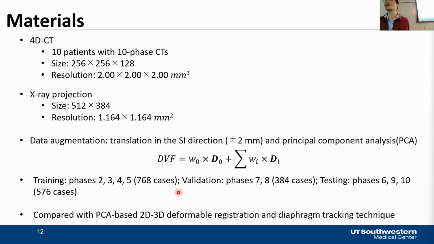We predict between the prior and the other phases. The prior is phase 1. For example, if the onboard imaging is generated from phase 2, the model predicts a deformation from the prior to phase 2. However, to avoid data leak, we put phase 6 in the testing data set because there's no similar motion like phase 6 in the training or validation. The phase is the end of inhale phase. So it's the extreme case that can avoid this data leak.